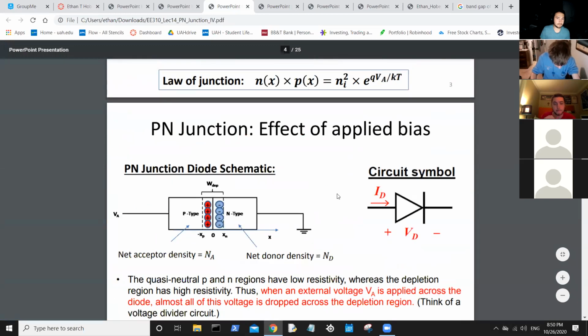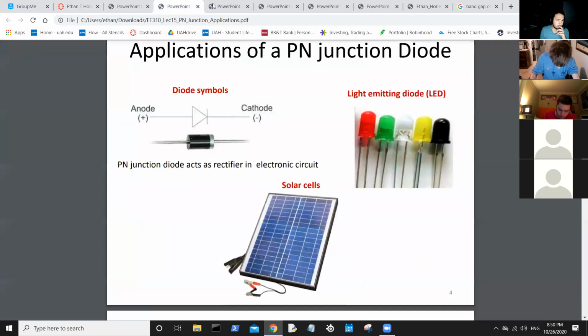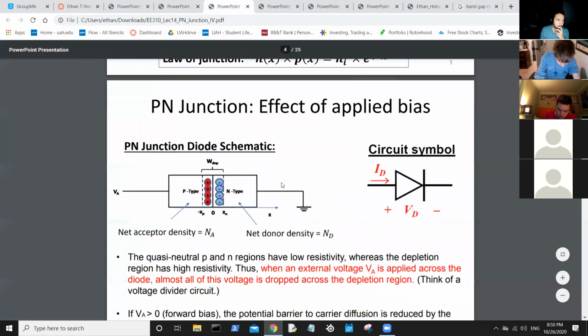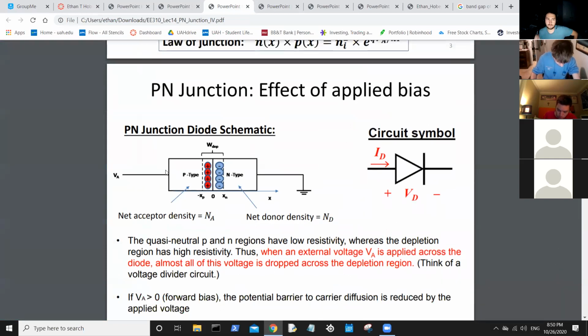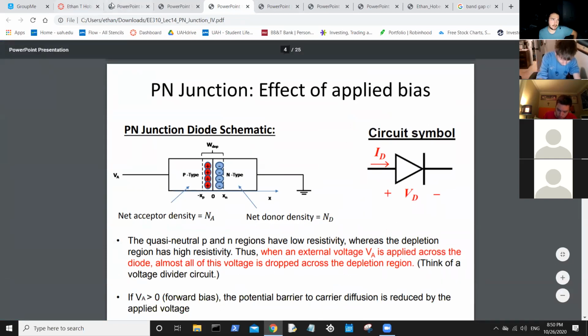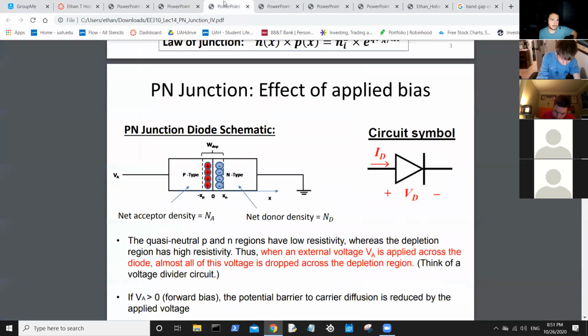Here we are. This is a good enough one, even though this is applied bias. So let's look at the question one more time. A PN junction is forward biased if a higher voltage is applied to the N side with respect to the P side. So where was I? Here they're saying a higher voltage is applied to the N side instead of the P side, right?